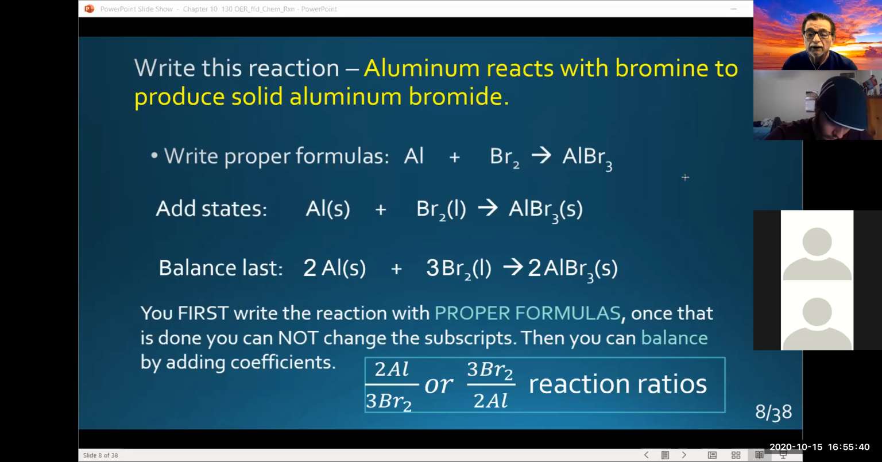I have the, no, wrong one. There's aluminum, and there's 3 bromides bonded. Okay, you see how that works? Terrible drawing there, but I'm trying to play with a new toy, and it's not cooperating.